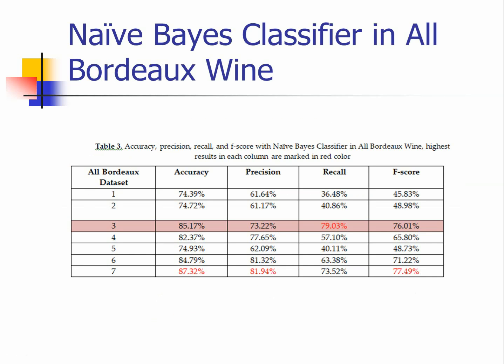So now let's take a look at the results. Of course, if you still recall, data set number 3 is the one that we were using. So that's our baseline for the comparison. In this table, this is the result when we use naive Bayes on the whole Bordeaux data set. For the Bordeaux data set, we tried 2 different algorithms. One is naive Bayes, the other one is SVM.